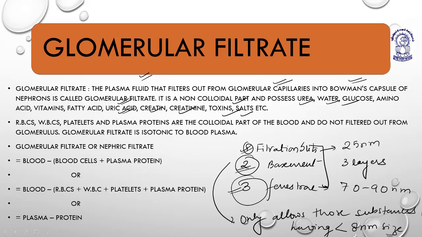Now, the glomerular filtration rate or GFR is around 125 ml per minute, or 180 liters per day. The RBCs, WBCs, platelets and plasma proteins are the colloidal part of the blood and do not filter out from the glomerulus. The glomerular filtrate is isotonic to blood plasma, very important. The glomerular filtrate, or nephric filtrate, is blood minus blood cells and plasma protein, that is plasma minus protein.